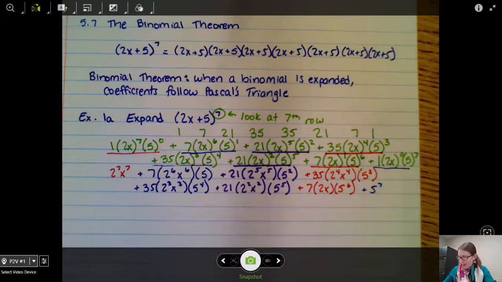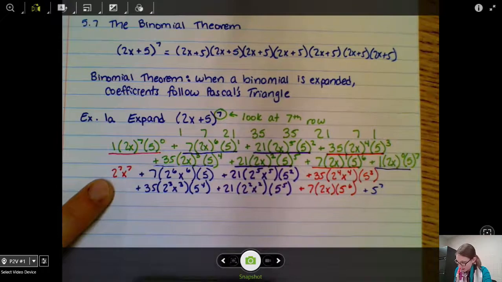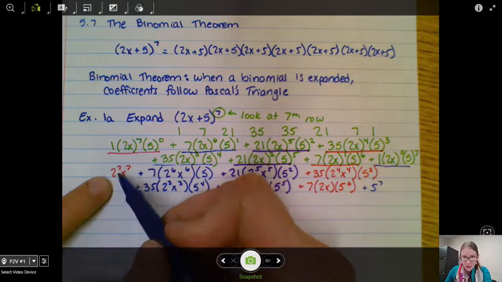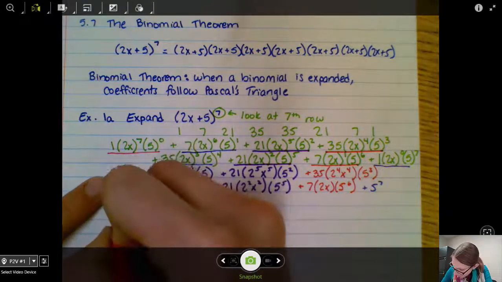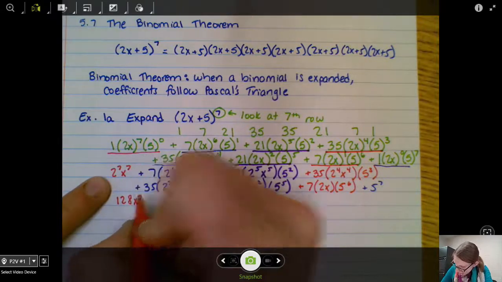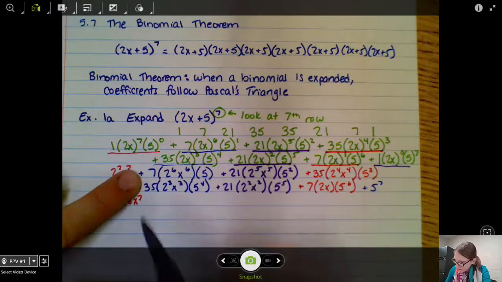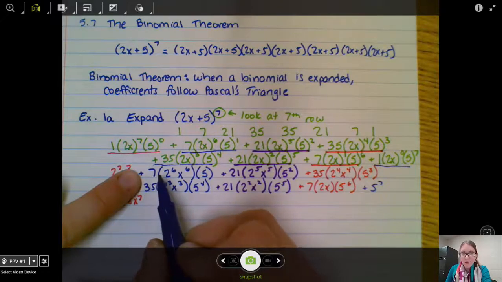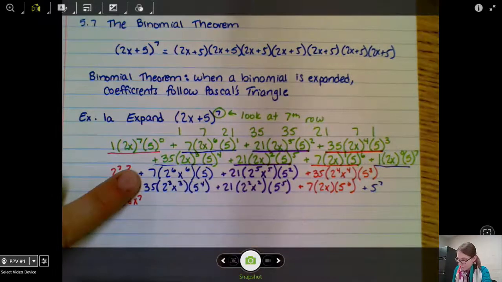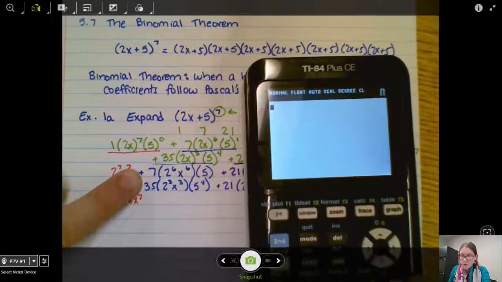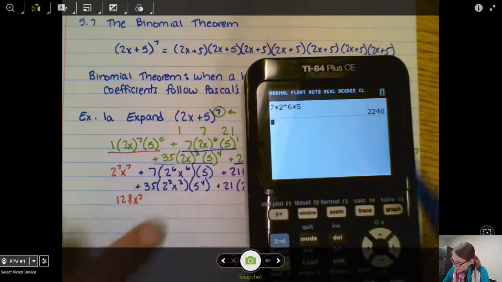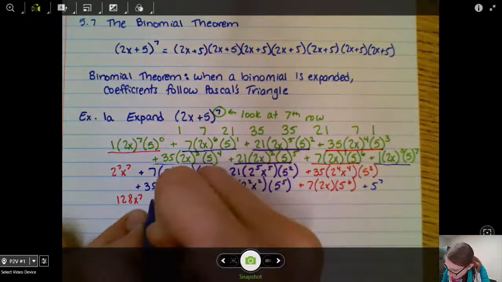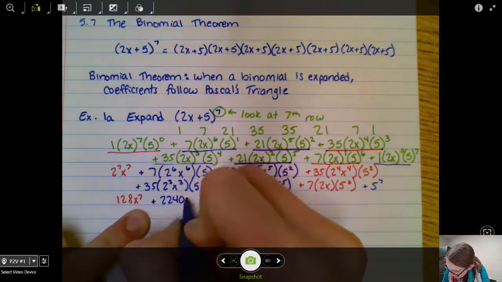Okay, so let's simplify now. And of course, you would definitely have your calculator for this. Right here, my first term ends up being 2 to the 7th, x to the 7th. If you figure out 2 to the 7th power on your calculator, it's 128 x to the 7th. Now my second term, 7 times 2 to the 6th power times 5, I'd have 2,240 x to the 6th.